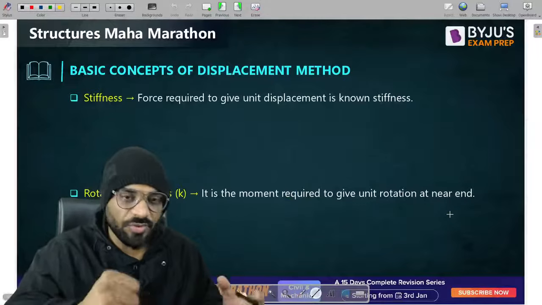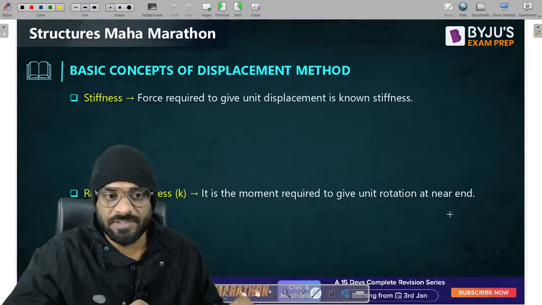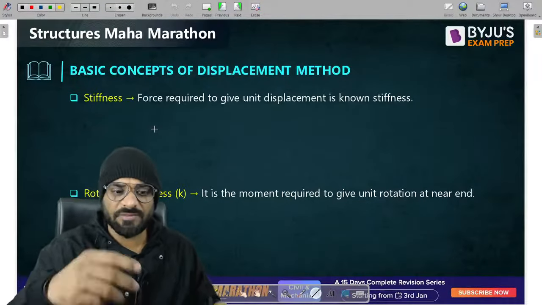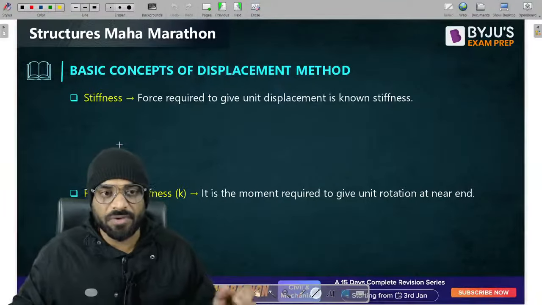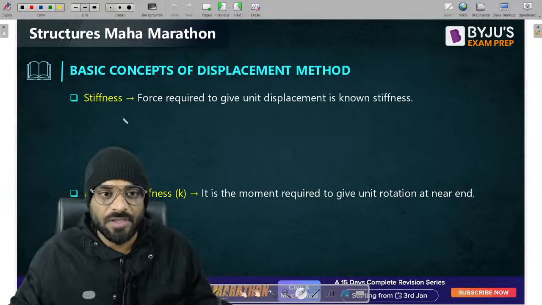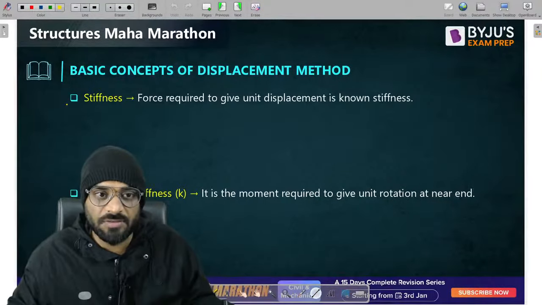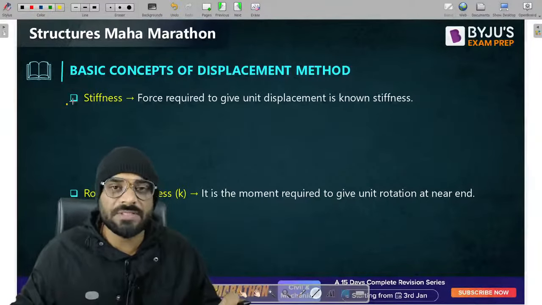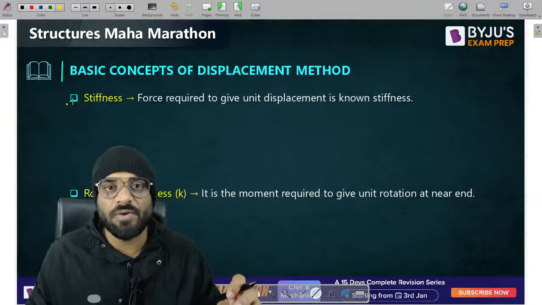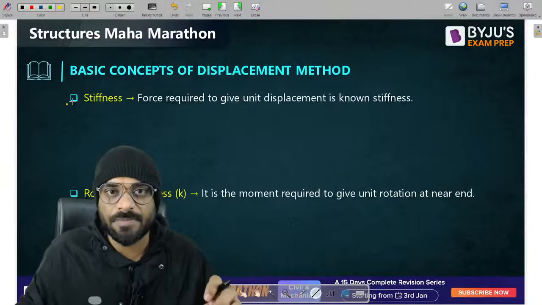Okay. Now the question is, sir, what is basically stiffness? First I will explain the stiffness, then I will hide myself so that you can see the slide properly. Okay. Now what is stiffness? Guys, give your 100% focus to understand this portion. Very important. What is stiffness? It is nothing but the force required to give unit displacement.